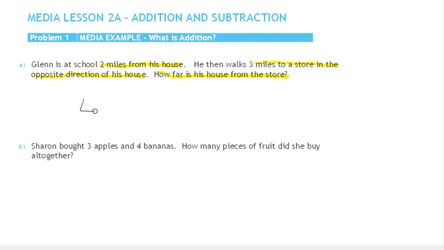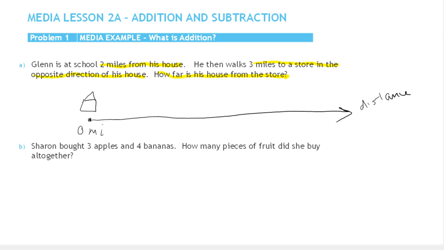So we're going to think of, here's his house, and his house is 0 miles from his house. Okay. And now we're going to draw a number line, and the number line is going to represent the distance from his house in miles. So he is at school, which is 2 miles from his house. So I'm going to write 1, 2. So here's his school.